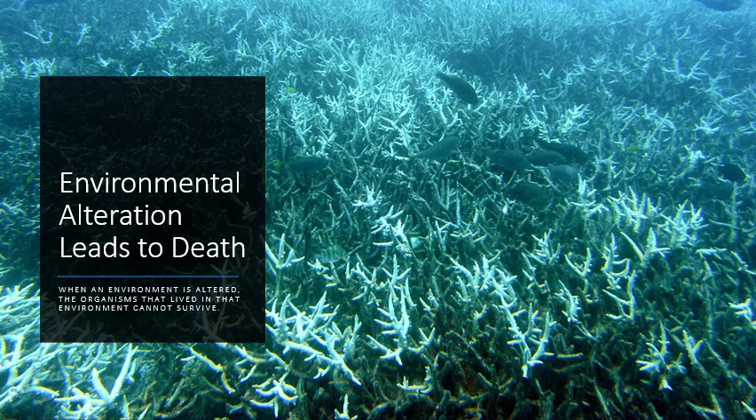What you're looking at here is bleached coral. 15 years ago, this coral was brightly colored, surviving just fine. Now it's all white and gray, all dead. Because small changes in its environment have led to major impacts on the organisms that live there. As the coral dies, so do the organisms that rely on the coral.